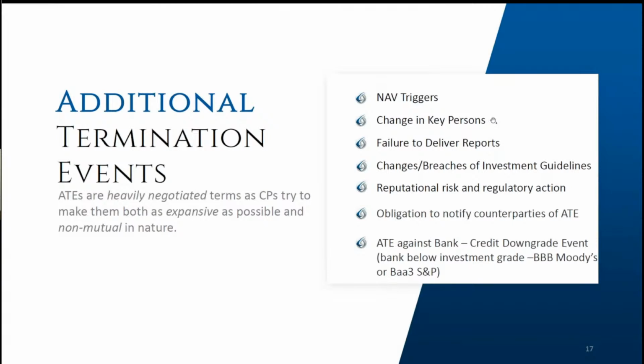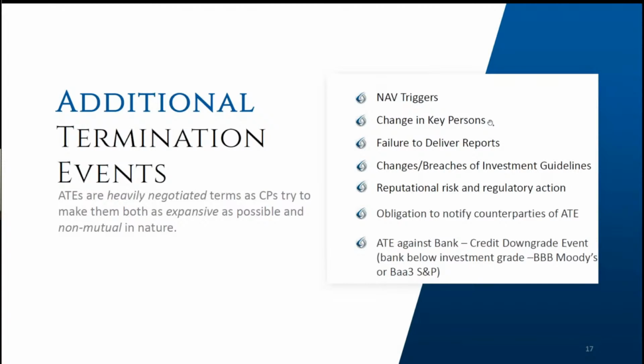It's important here to make sure that the right individuals are identified. And what you want to do is add in more than one person and make it such that both of those people, or 2 out of 3 of people, need to cease to act. If you have one key person and that key person ceases to act, that may give rise to an ATE. But if you have 2 key people and you say both of these 2 people need to cease to act, then there's less likelihood of that happening.